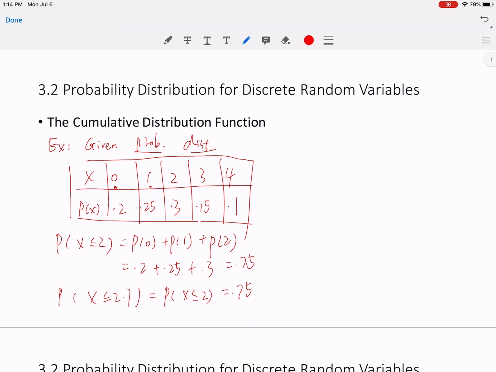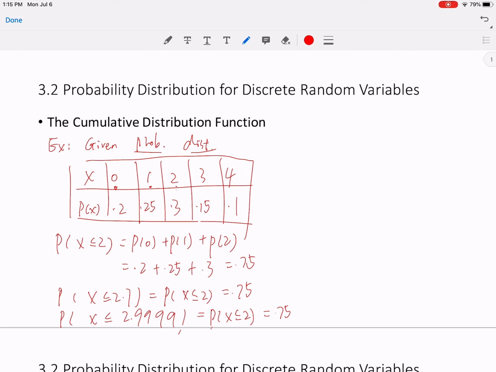And then what is the probability that x is less than or equal to 2.9999? If x is less than or equal to 2.9999, what values could x be? Same thing, still 0, 1, and 2. X cannot be 3 because 3 is greater than 2.9999. So the probability of x less than or equal to 2.9999 is equal to the probability of x less than or equal to 2, which is 0.75.